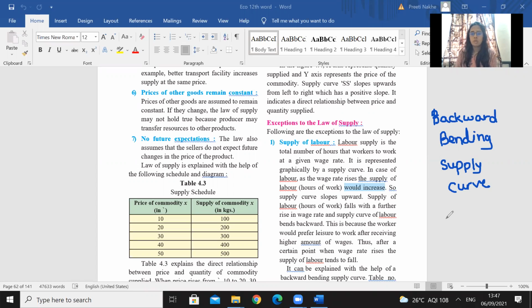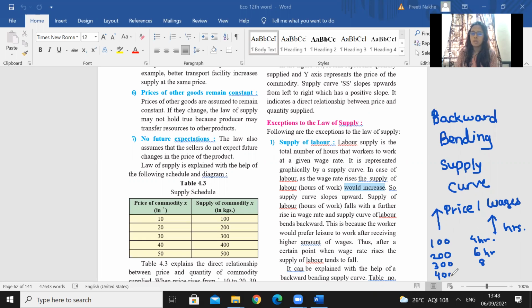Okay, so this exception says that if price rises, now here don't consider price, we will say wages, as it is related to labor. So labor gets wages. As the wages rise, labor hours also rise. Labor hours means whatever the supply of labor in hours also rises. Initially if you are working at 100 rupees for 4 hours, then if wages rise, you will start working more. Again at 300, you will start working more.